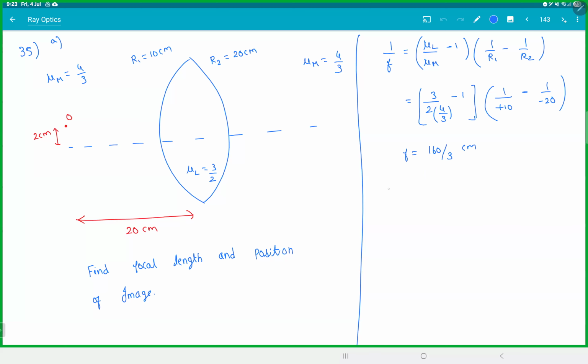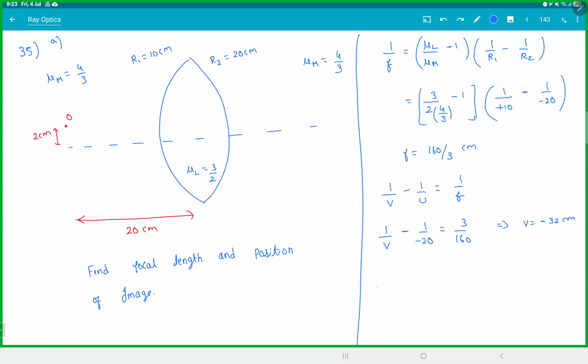And then apply the formula 1 by V minus 1 by U is 1 by F. 1 by V, U is negative 20. Focal length is 3 by 160. It goes that side, it will be 3 by 160 minus 1 by 20, multiply 8 and 8. That will be minus 5 by 160. We'll get V is minus 32 centimeters. Yeah, this is forming a virtual image, because I kept this thing between focus and pole, where the focal length is 160 by 3.